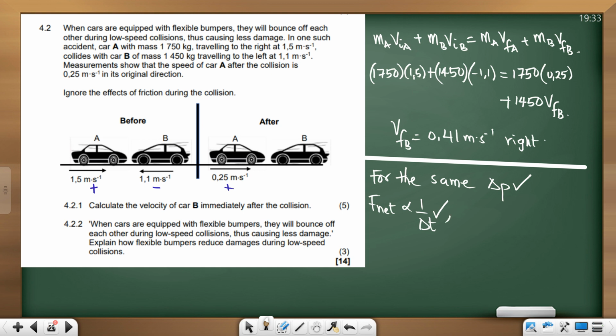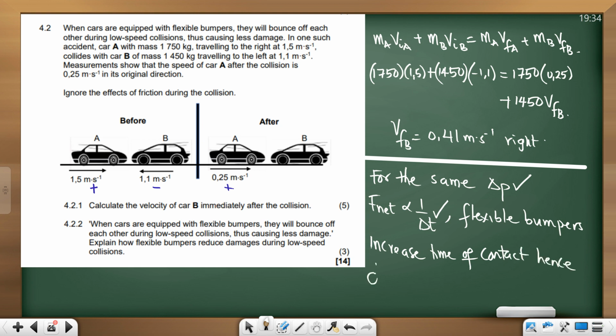Is it the right language? Flexible bumpers increase the time of contact, hence decreasing the force of impact.